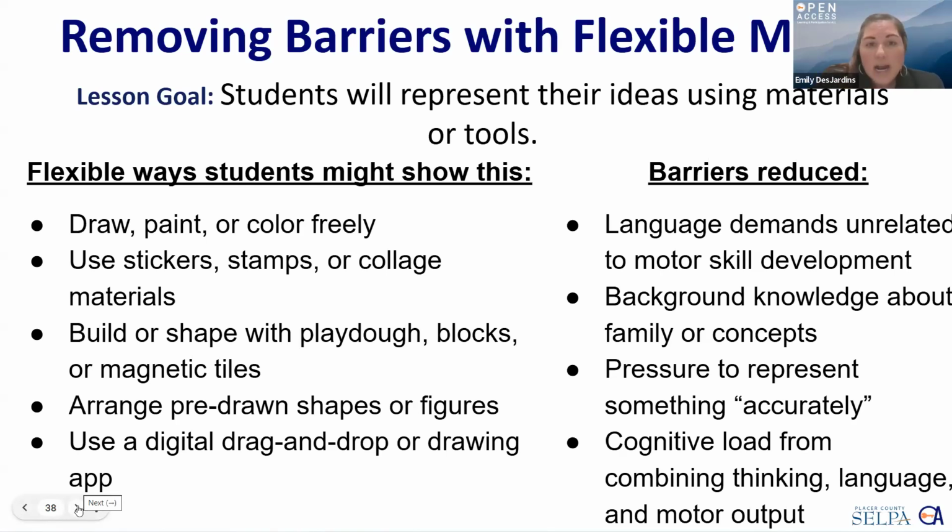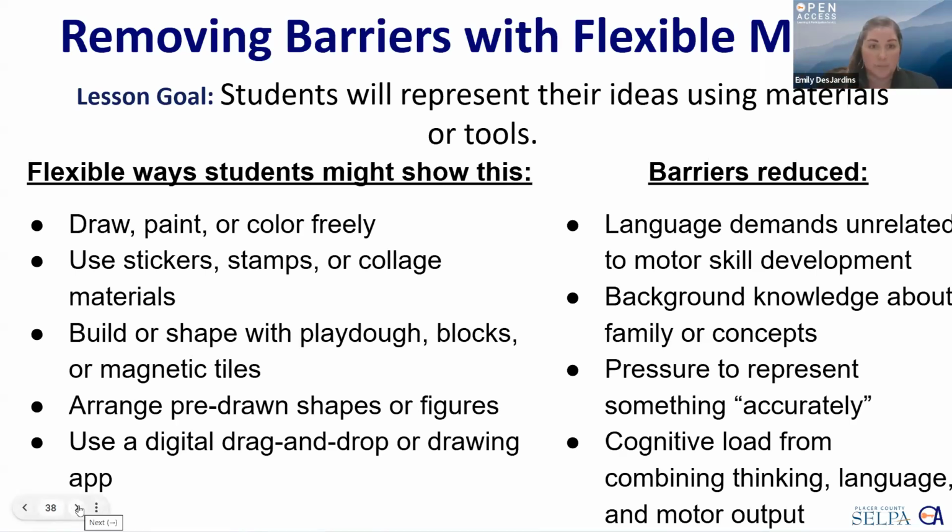So, again, these are just examples and you know your students, but the really key component to Firm Goals, Flexible Means is thinking about what barriers are getting in the way of my students being able to show their knowledge, and what are some flexible ways I can ask them that take the barrier away, but also keep that core goal the same, right?